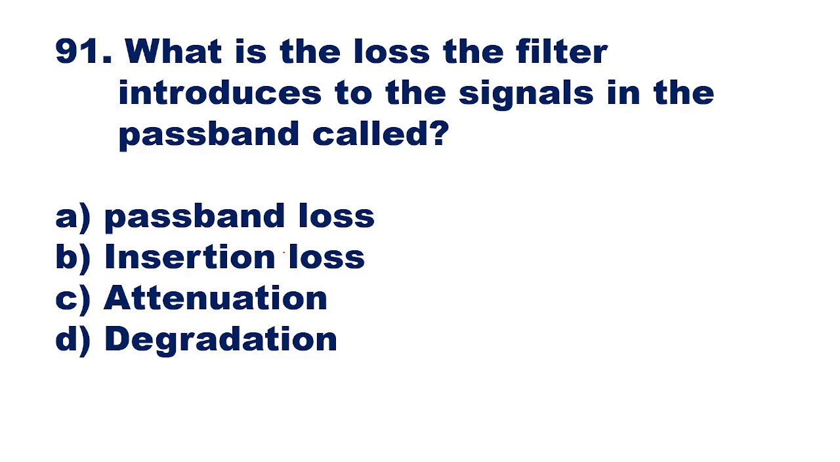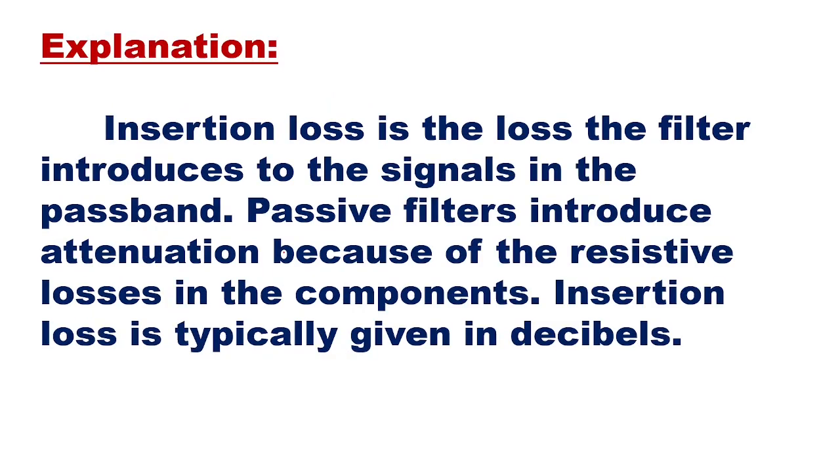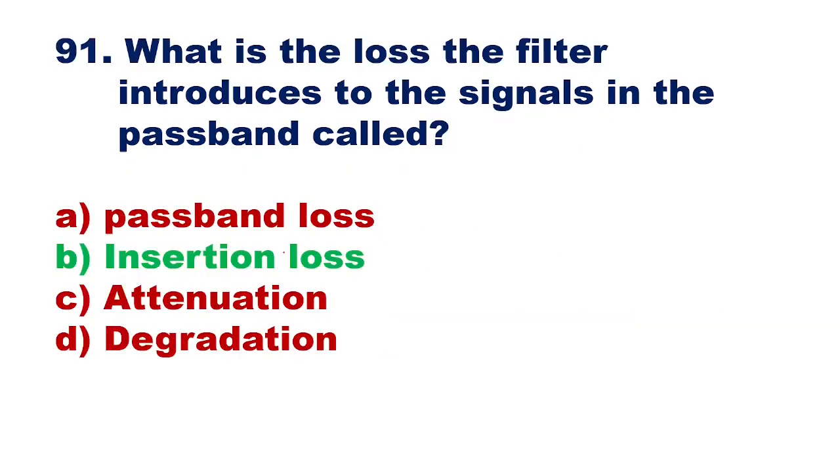So here option B is the right answer, that is insertion loss. Here we'll have the theory behind it. Insertion loss is the loss the filter introduced to the signals in the pass band. Passive filters introduce attenuation because of the resistive losses in the components. Insertion loss is typically given in decibels. So here option B, that is insertion loss, is the right answer. Then we'll go to the next question.